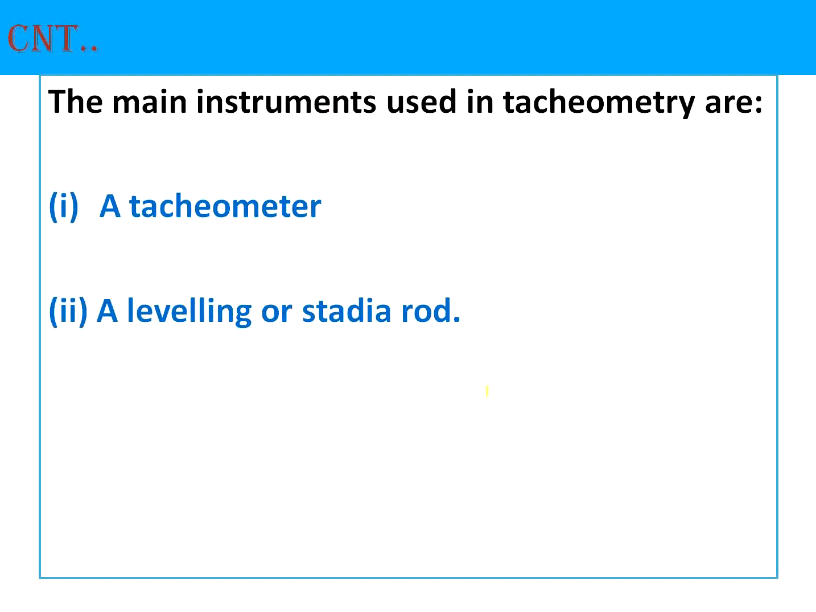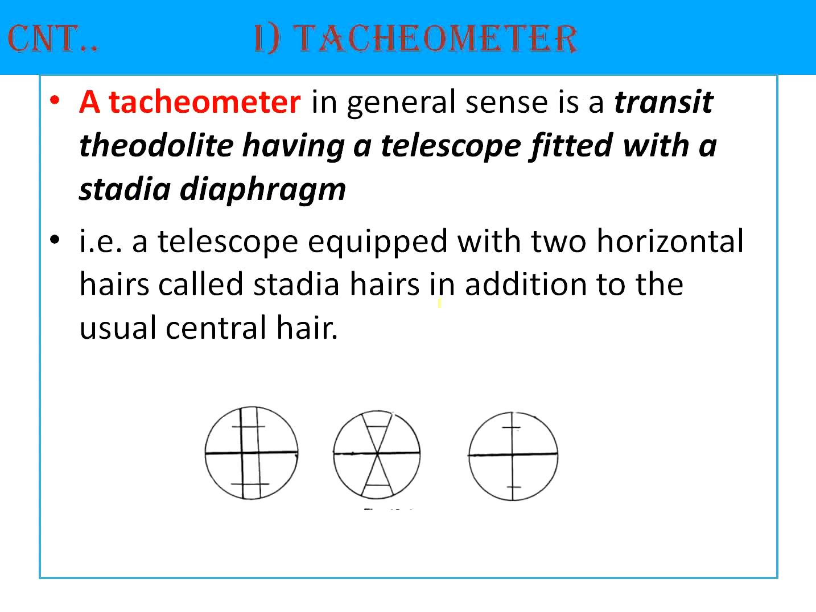Now, the main instruments used in tachyometry are a tachyometer and a leveling or stadia rod. Now coming to the tachyometer: what is a tachyometer? Basically, a tachyometer is a transit theodolite fitted with a telescope having a stadia diaphragm.